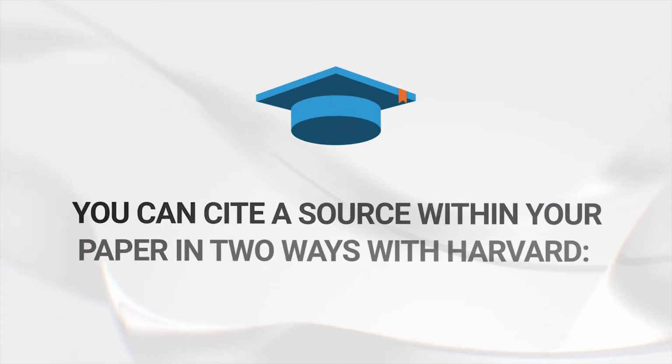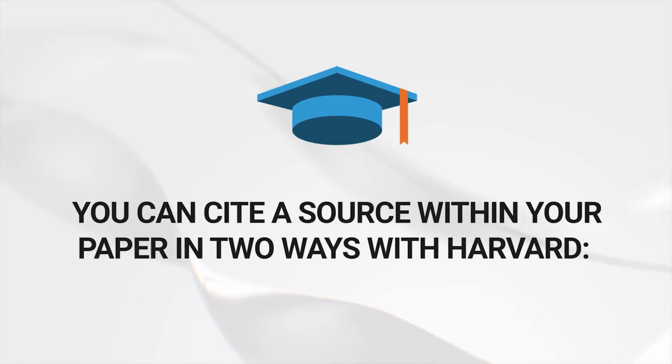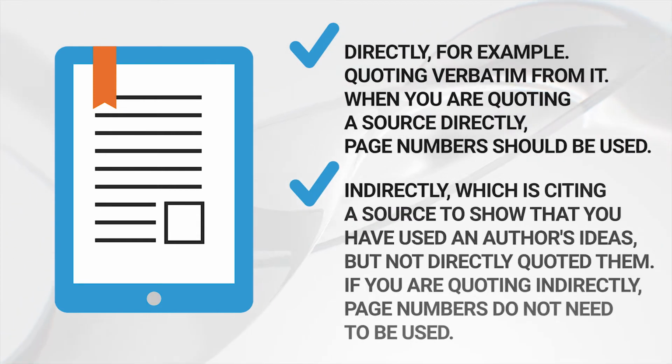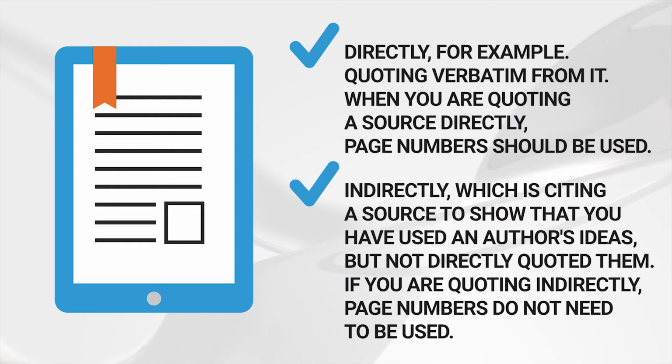You can cite a source within your paper in two ways with Harvard. Directly, for example, quoting verbatim from it. When you are quoting a source directly, page numbers should be used. Or indirectly, which is citing a source to show that you have used an author's ideas, but not directly quoted them. If you are quoting indirectly, page numbers do not need to be used.